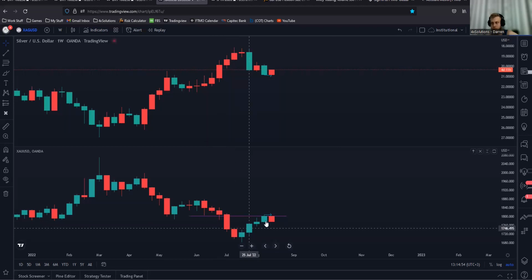What's it doing now? Well, it's retracing into something. It's retracing into a PDA. Weekly is still bearish. Just because there are a couple of up close candles here doesn't change this trend. This trend does not change.